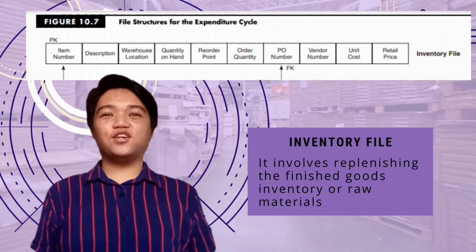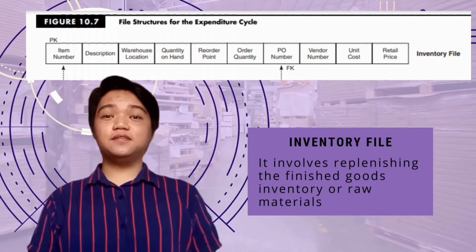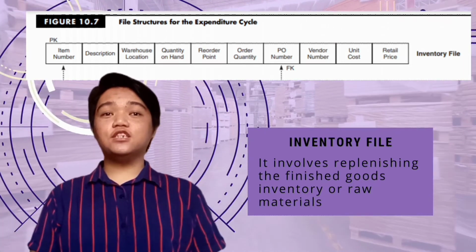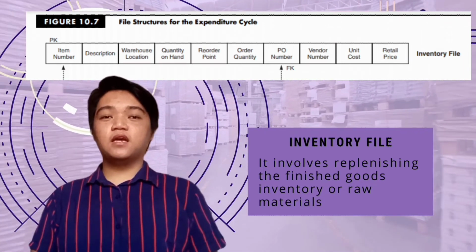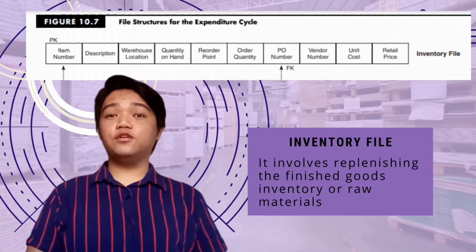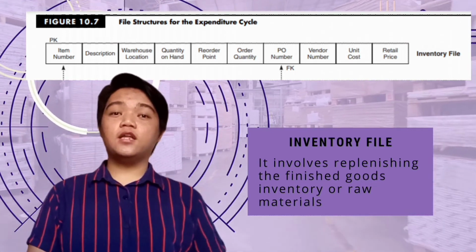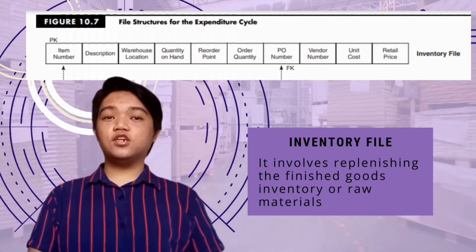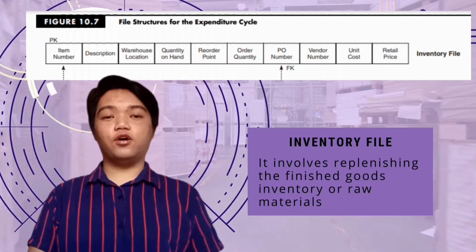First is the inventory file, and it contains quantity, price, supplier, and warehouse location data for each item of the product inventory. The purchasing process begins with a review of the inventory records to identify inventory items that need to be ordered. It involves replenishing the finished goods inventory or raw materials.